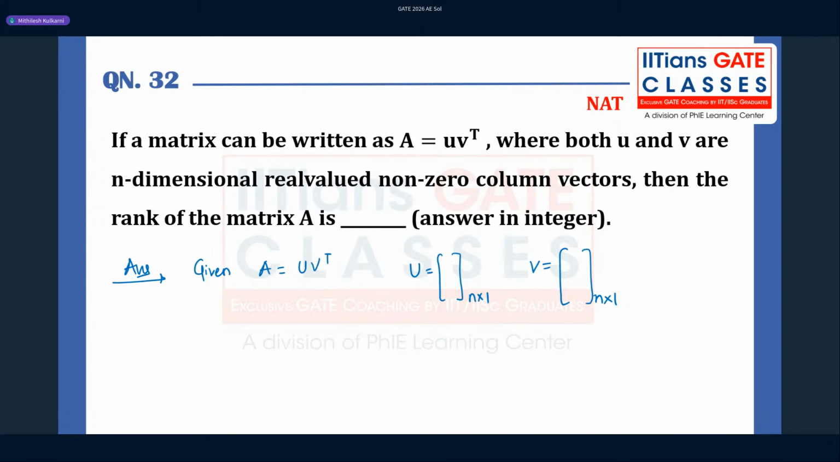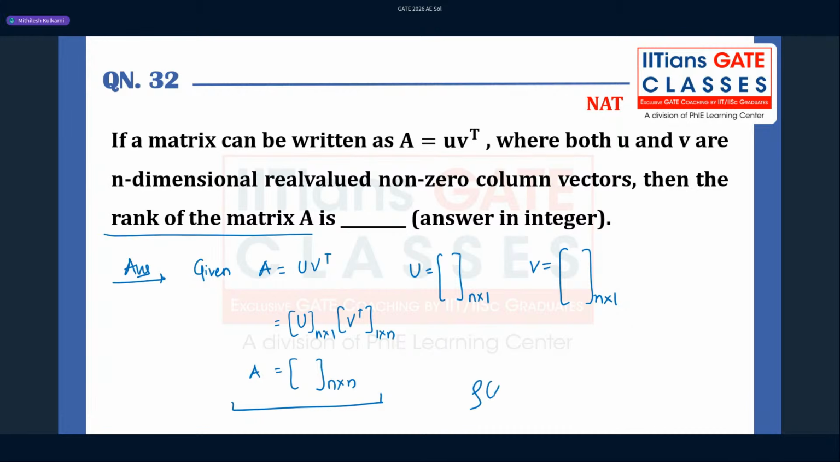Correct? Now, you are multiplying U, which is n cross 1, and V transpose, which is 1 cross n. Ultimately, you will get an n cross n matrix. So the matrix A is an n cross n matrix. I hope it is clear so far. But now let's look into how exactly this matrix looks like. The question is, what is the rank of this matrix? Question is, what is the rank of the matrix?